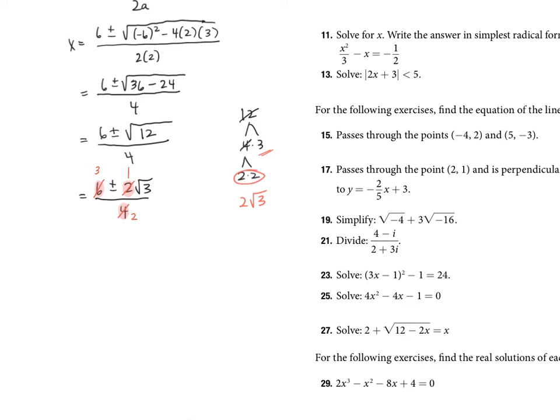So now we're going to rewrite this. We have 3 plus or minus the square root of 3, the 1 is understood to be in front of the radical so we don't write it, over 2. And that is as good as it gets. That's as much as we can do to simplify that.